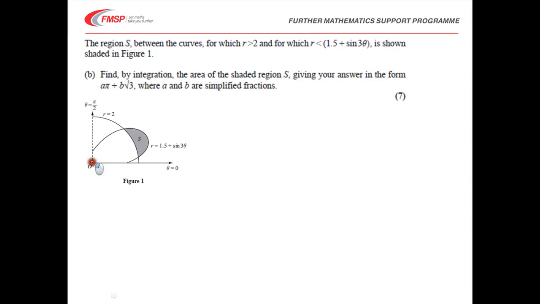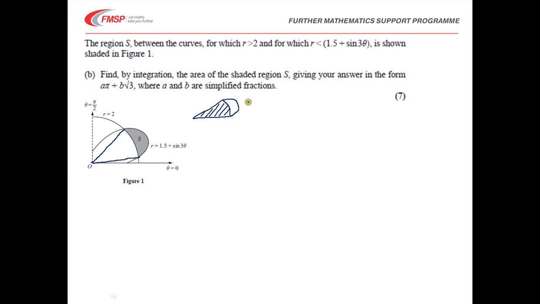So we need to look at sectors. So I've now got a sort of ice cream cone shape. And what I need to do to find the shaded area S is to find the whole of that area I've just drawn and then subtract the sector of the circle.